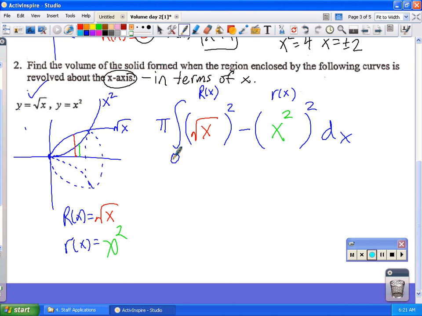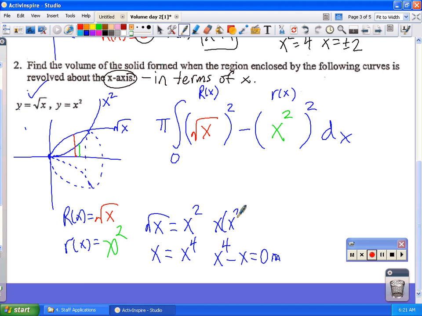For the second point of intersection, I'm going to set those two curves equal to each other, so I'll have square root of x equal to x squared. I'll square both sides, and I'll get x equal to x to the fourth, and then I'll move everything to one side. x to the fourth minus x equals 0. Factor out an x. I'm going to move that up, and I'll have x times x cubed minus 1 equals 0. So I get x equal to 0 and x equal to 1. So I'm going to go from 0 to 1.